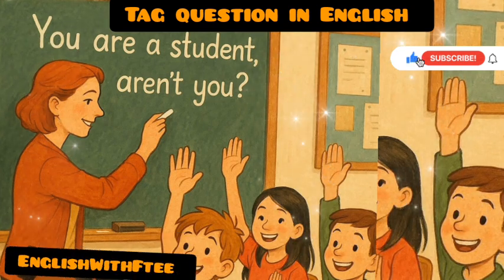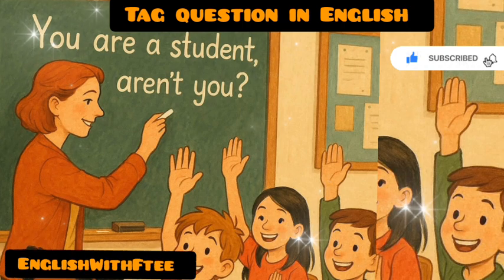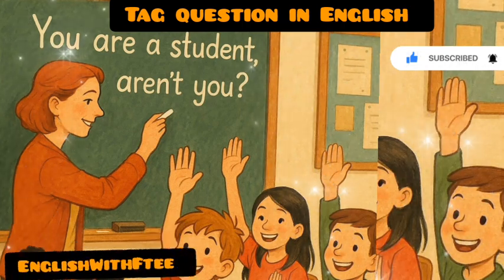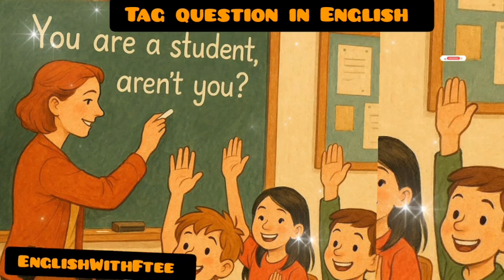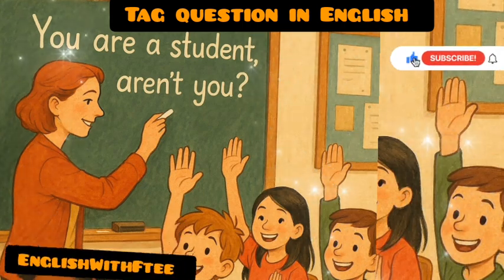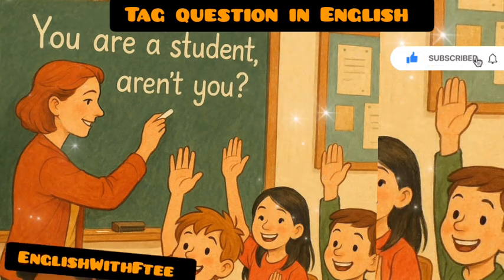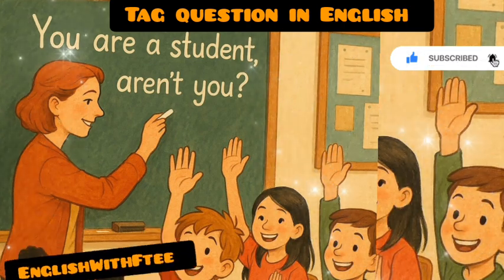3. If the statement is in the positive form, make a negative tag. But if the statement is in the negative, you have to make a positive tag. And lastly, remember that the statement and the tag are always separated by a comma.